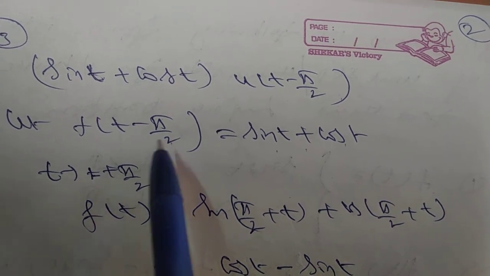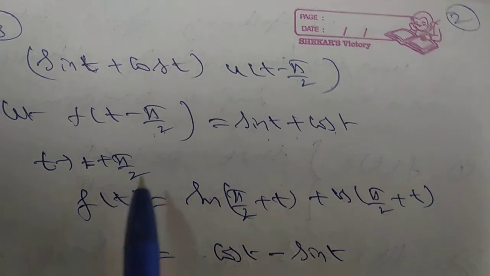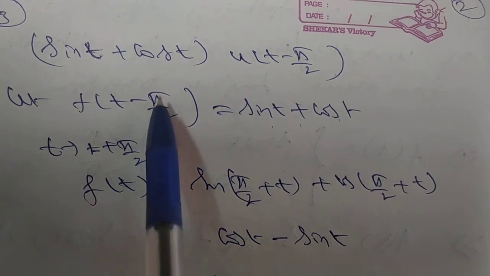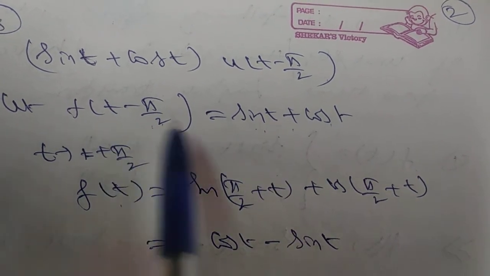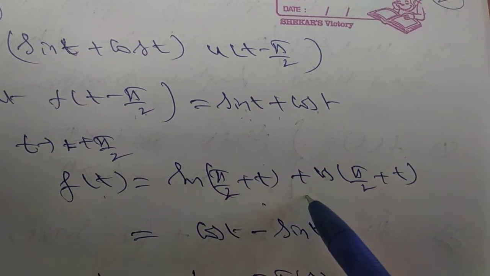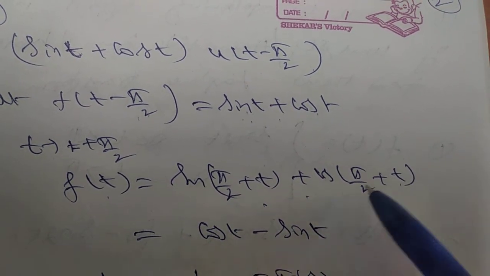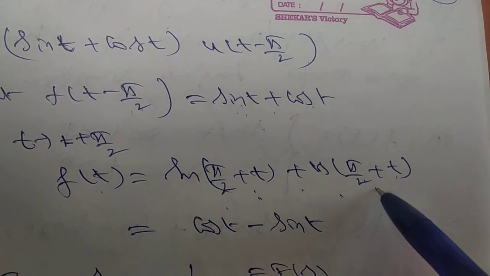We want f of t. How to get f of t? Replace t by t plus pi by 2. So then what happens here? So left hand side we get f of t. Right hand side, sin of t minus pi by 2 means t plus pi by 2, plus cos of t plus pi by 2, or 90 plus theta, cos 90 plus theta.